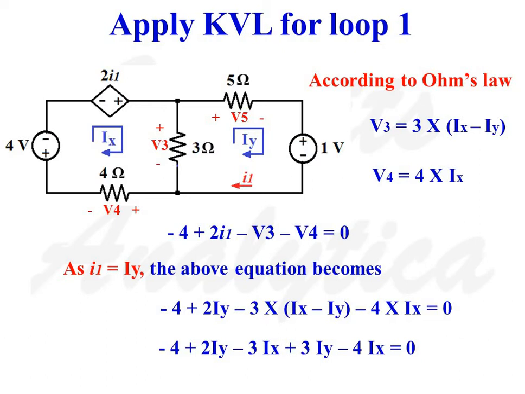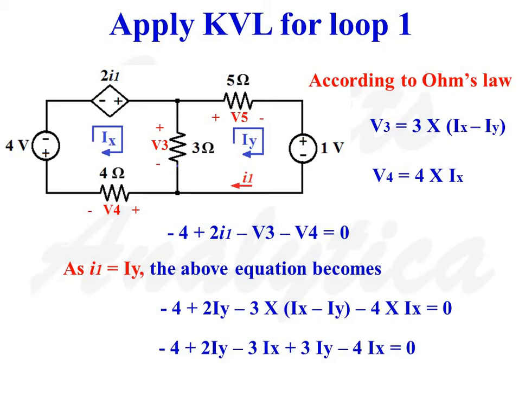Voltage drop across 3 ohms resistance should be taken as negative as we move from positive potential to negative potential. And voltage drop across 4 ohms resistance also should be taken as negative as we move from positive potential to negative potential. So applying KVL for the first loop, we will get minus 4 plus 2I1 minus V3 minus V4 is equal to 0. According to Ohm's law, V3 is equal to 3Ix minus 3Iy and V4 is equal to 4Ix.